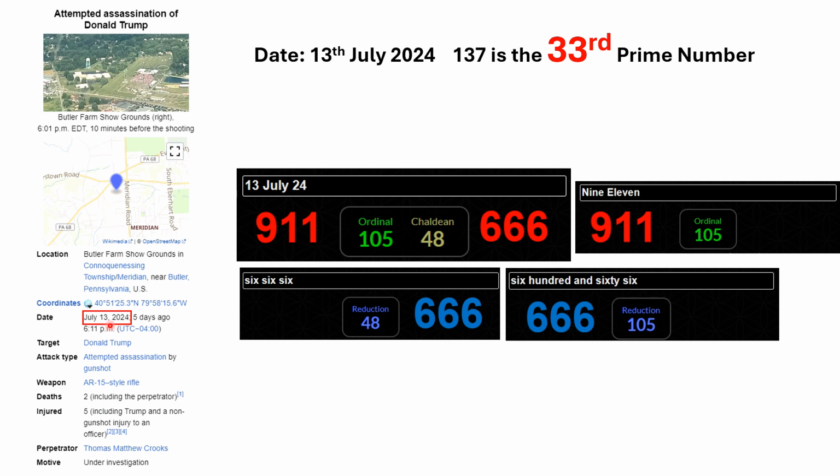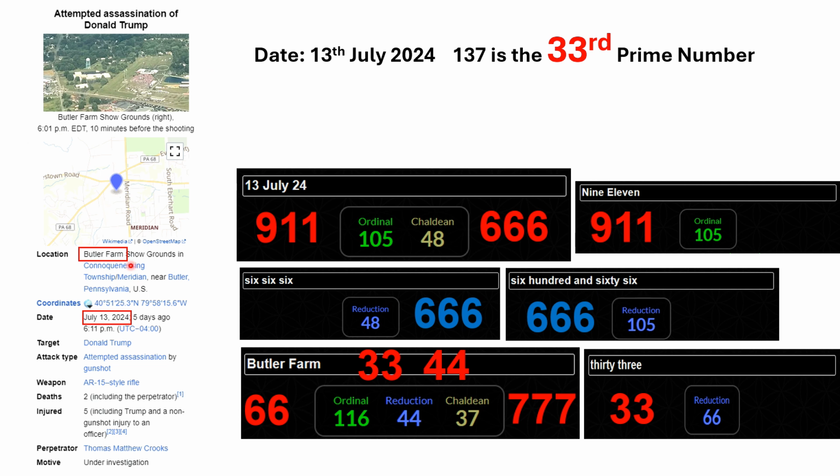And if we look at 13th of July 24, that gives us 105 in ordinal and 48 in Chaldean numerology. Ordinal is English, A is 1, so it's 26. And 105, if we look, is 666 for 666. 48 is 666 in Pythagorean, and 911 is 105. So plenty of code in that.